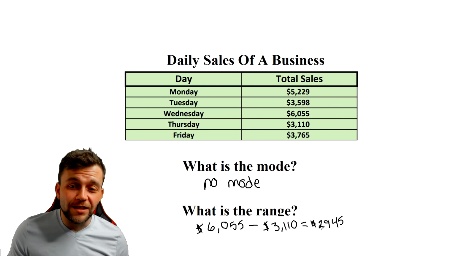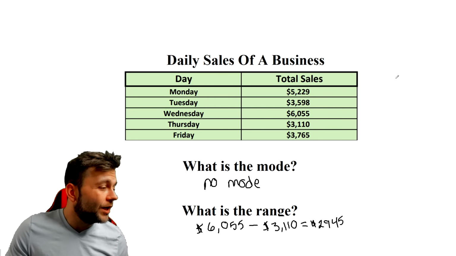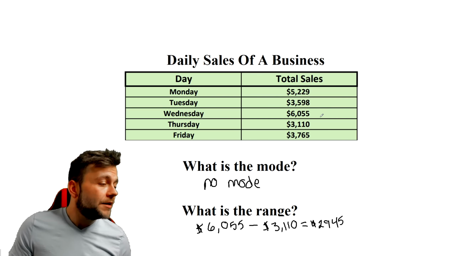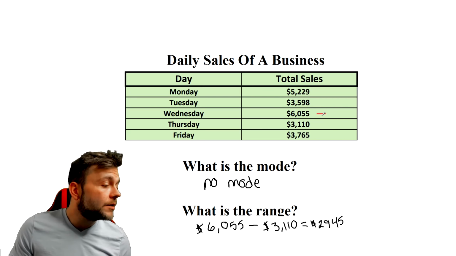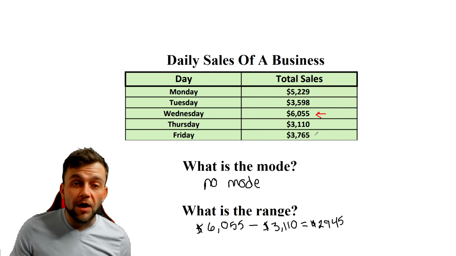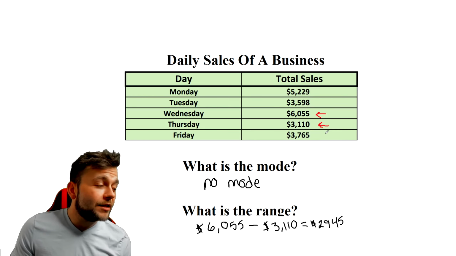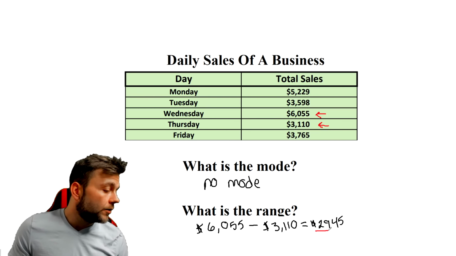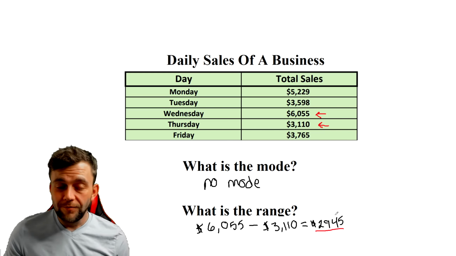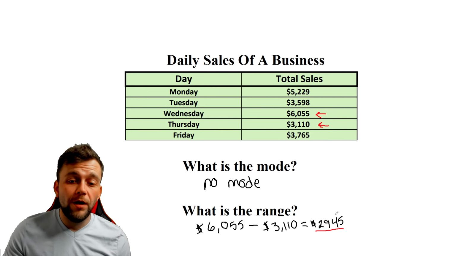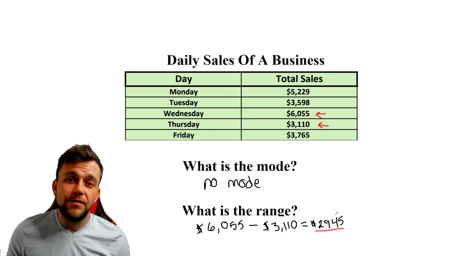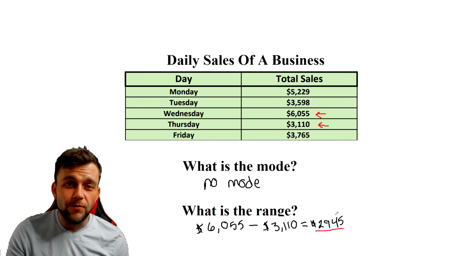Now I know that's easy, but let's just go through that. I saw that this is the largest number in our data set, and our smallest number is right below it, 3,110. So when you subtract these two, you get 2,945. Pretty easy. Mode and range are the nicest statistics problems that you can get.